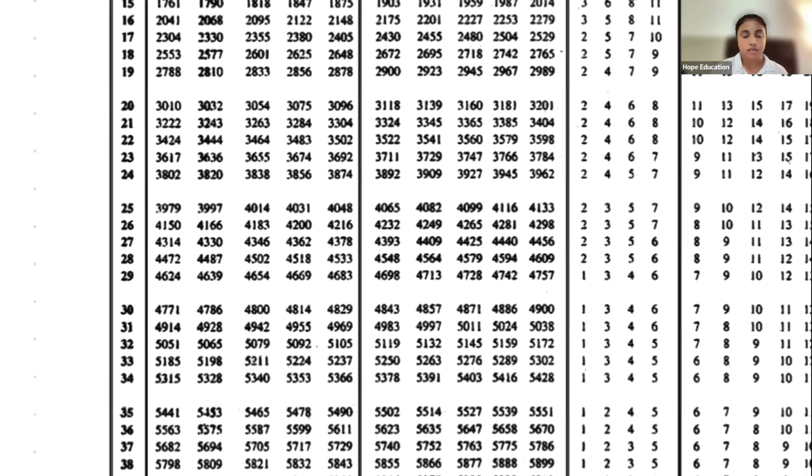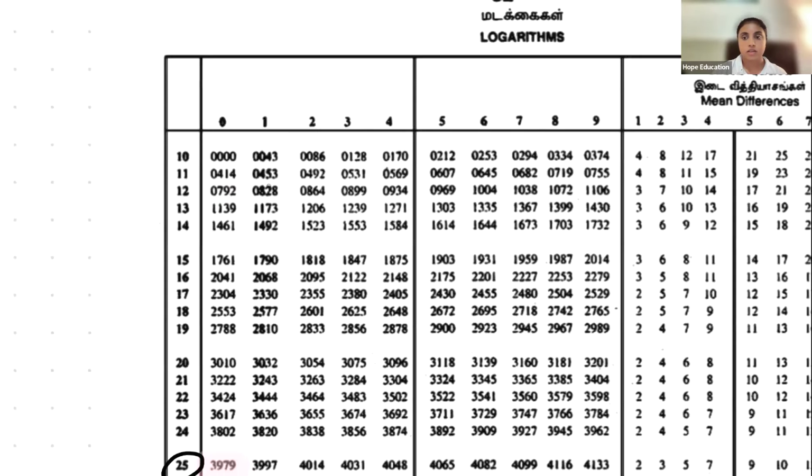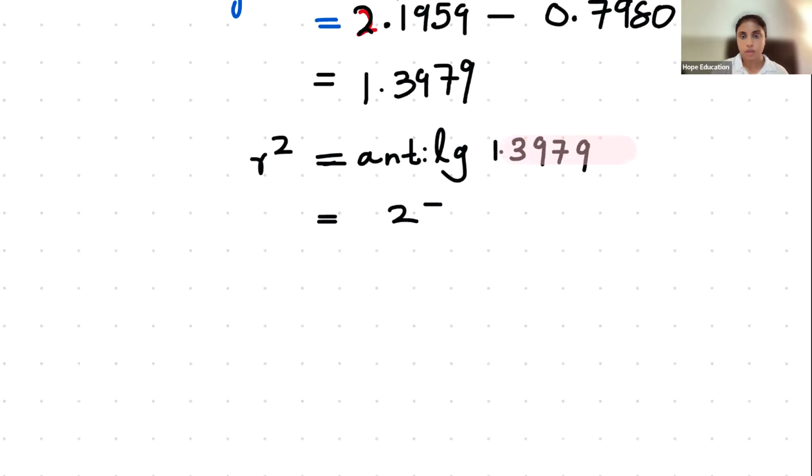3909. We need 3979. 3962. 3979, we have exactly 3979. Corresponding to 3979, here it is 25 and here it is 0, right. So that's the answer. Okay, 25 and 0. The 1 point means the decimal moves one place back, so this is the default position. One place back, so your answer is 25. We can remove this 0, it doesn't matter. So r squared is 25. Is this clear, children?